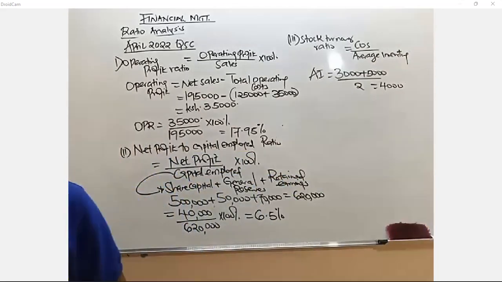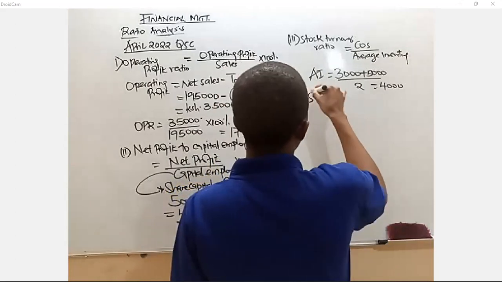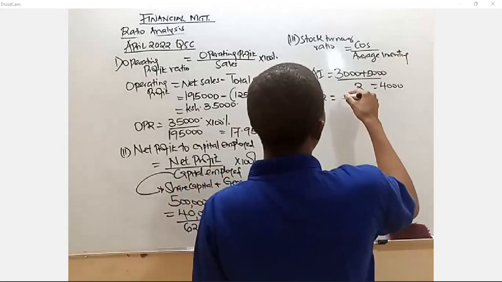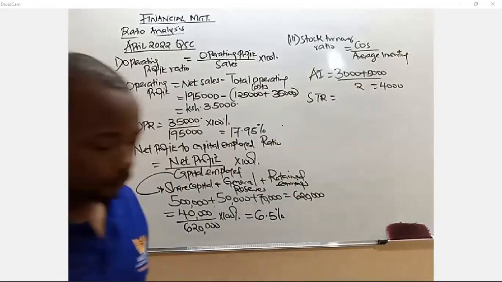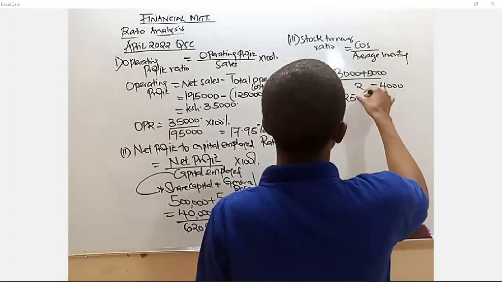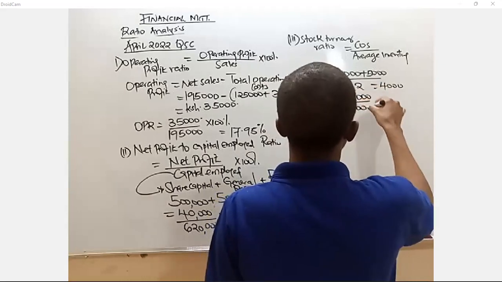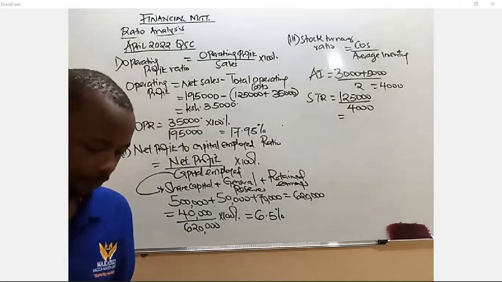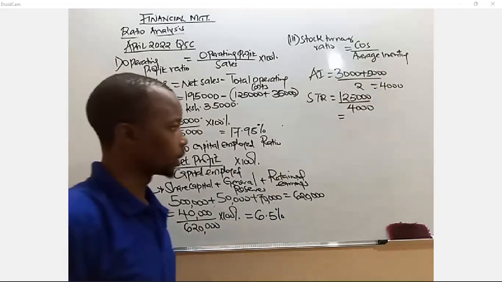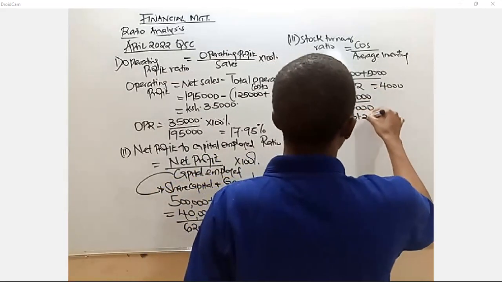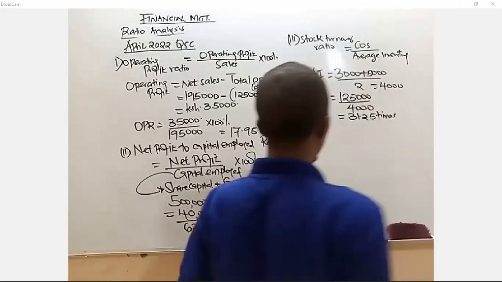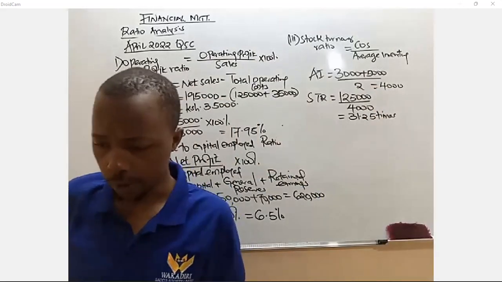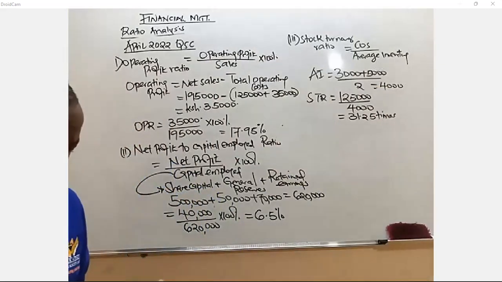What about the cost of sales? How much is it as per the question? The cost of sales being given is 125,000. So the stock turnover ratio will be 125,000 divided by 4,000. How much is it? When you take 125 divided by 4, it should be 1.25 times. Don't forget to do your interpretations while you are doing your revisions. Very important when you are doing your interpretations.